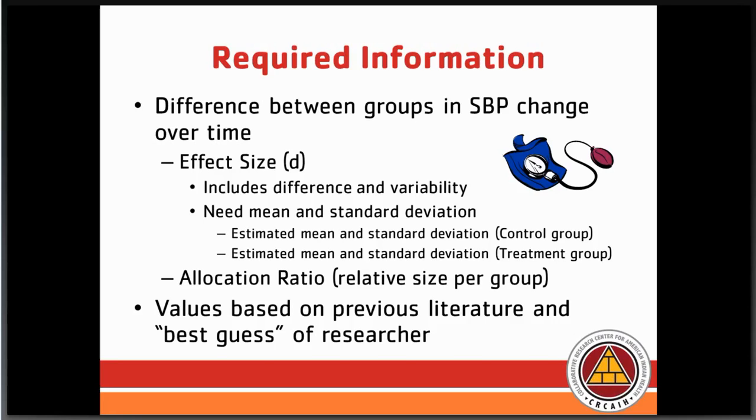So what we'll need to calculate sample size is the estimated mean and standard deviation for our control group and the estimated mean and standard deviation for our treatment group. The last thing that we need to know is how many people to allocate to each group. Usually we have equal numbers in each group, but there's sometimes when it makes more sense to have, say, twice as many or 3 times as many in one group relative to the other. So we're going to get these values, the means and standard deviations, based on previous literature and also the best guess of the researcher.